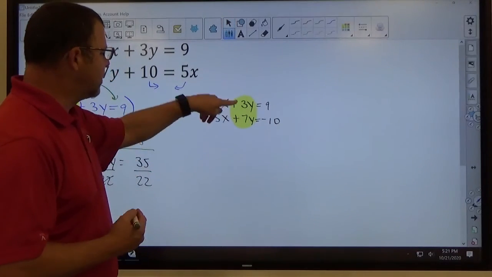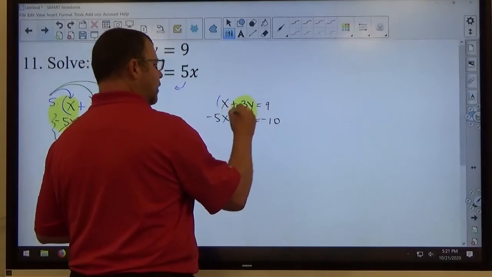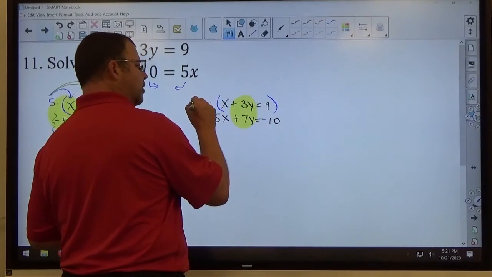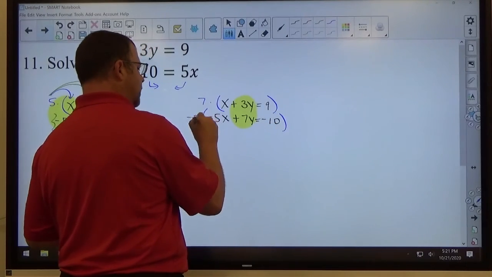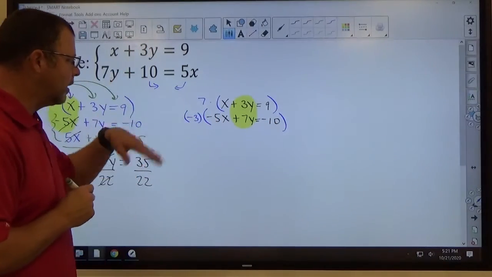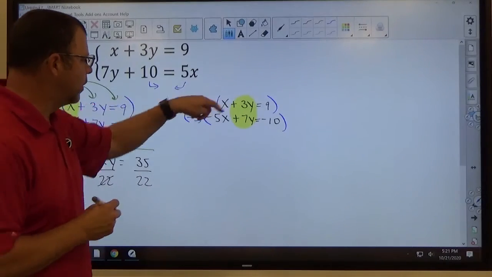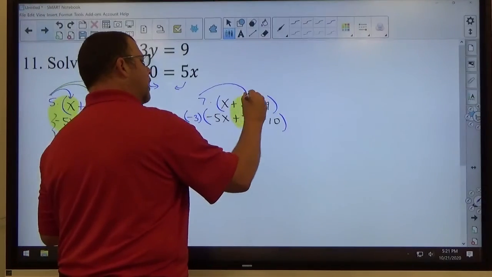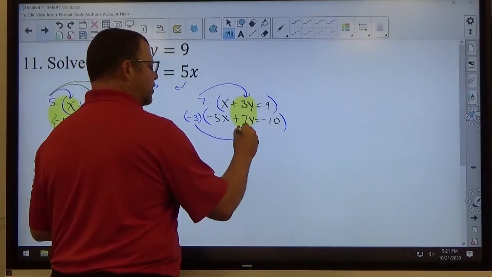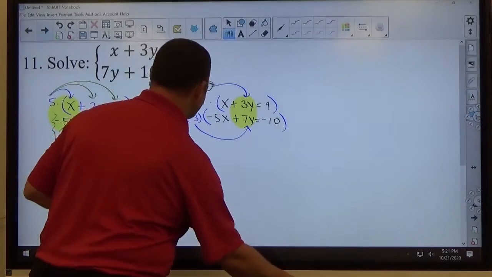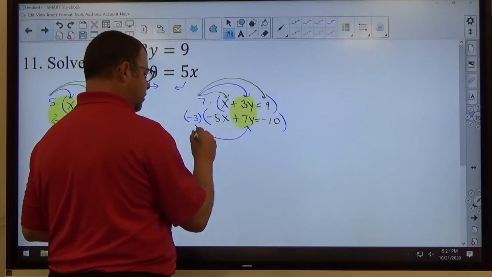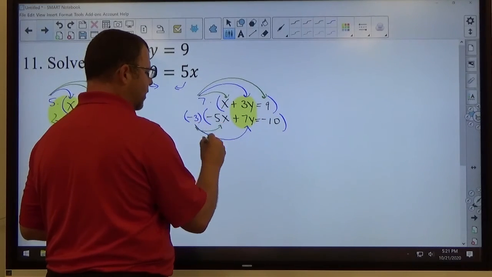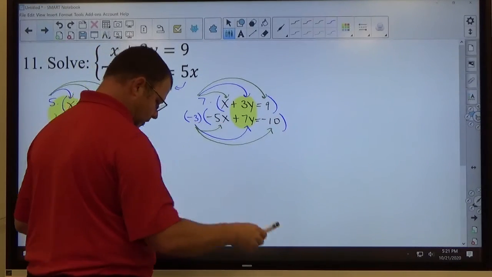I can make both 3 and 7 become the number 21. So I'm going to take the top equation times a positive 7. The bottom equation, multiply by negative 3. Doesn't matter which one's negative, just make one of them negative. So 7 times 3y, this makes a positive 21y. Negative 3 times 7y makes a negative 21y. And then 7 gets multiplied by x, and 9 is a consequence. Negative 3 gets multiplied by negative 5x, and negative 10 is a consequence.